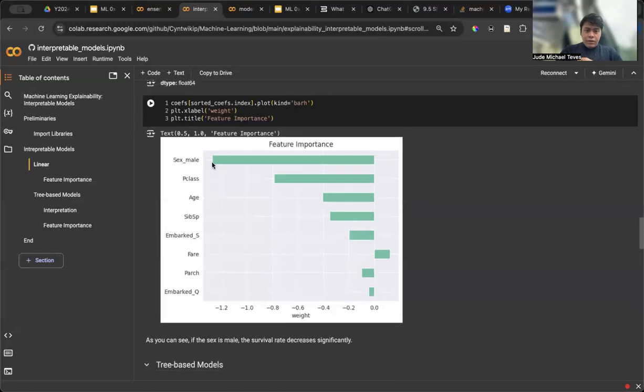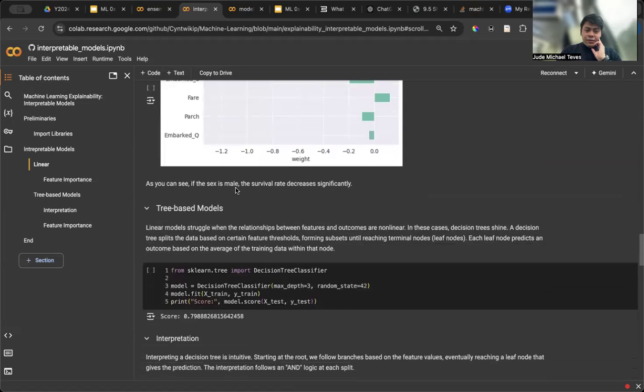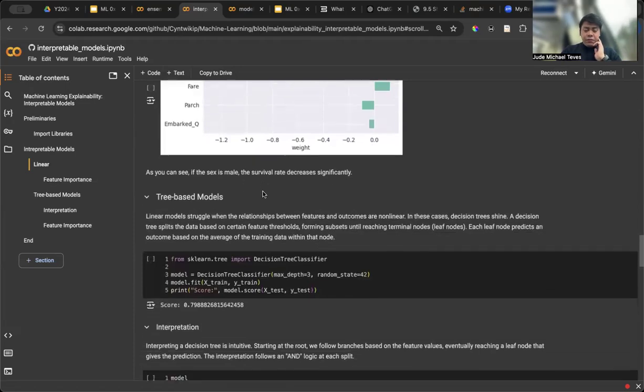So generally having a high sex male value, which essentially means that the person is male, negatively impacts the survivability of the specific person. Generally, that's how it goes with all other features except fare here. Basically, if you have a higher fare, then that's better. For the rest, it's bad if you have a higher value. As you can see, if the sex is male, the survival rate decreases significantly.